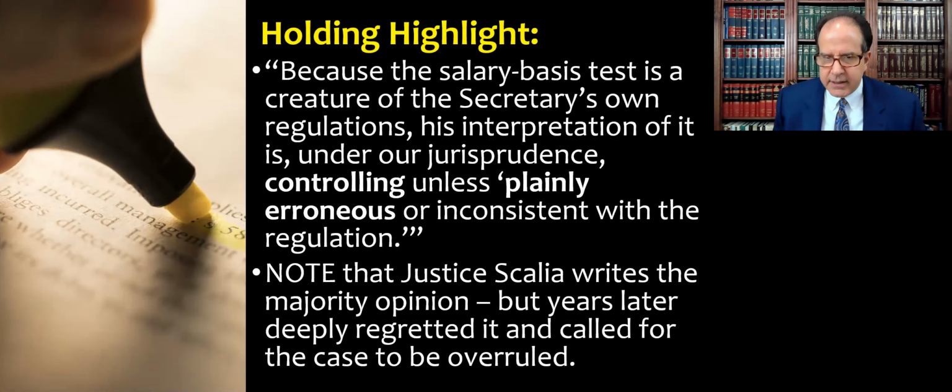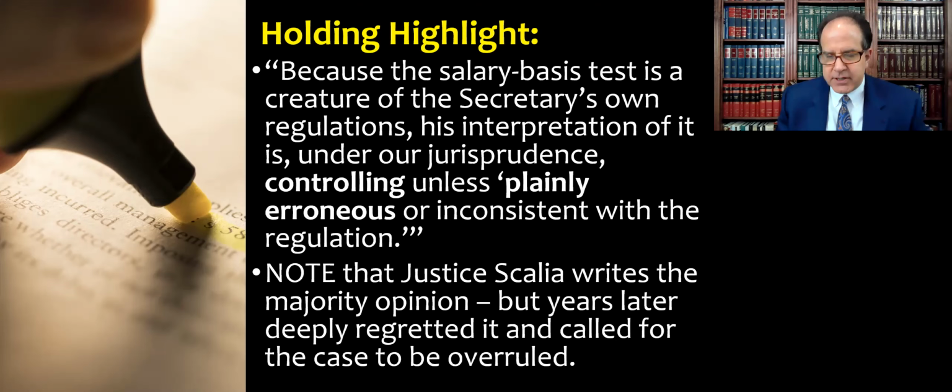But years later, Justice Scalia regretted this. He thought that Auer had taken on a life of its own, and he actually called for his own case to be overruled on many occasions. The other thing to keep in mind is that Auer deference is really a plainly erroneous standard, at least as set forth in the original Auer opinion. And that means that if the agency is interpreting its regulation in a certain way, unless it's plainly erroneous, the court is sort of bound to defer to the agency's interpretation.